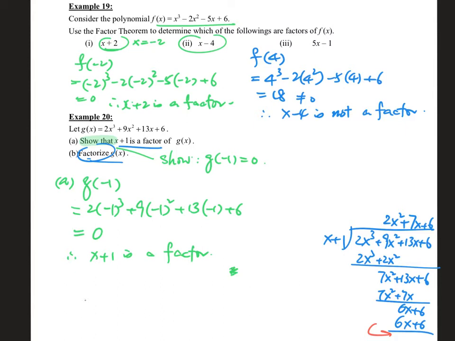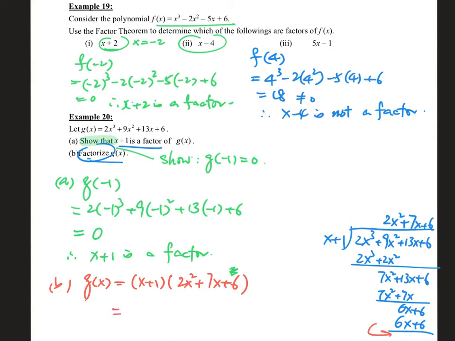Maybe I put in red on the right hand side. So your g(x) now can be rewritten as you have factor x plus 1, and you have the quotient called 2x squared plus 7x plus 6. No remainder, so that's why there's nothing to add at the end.